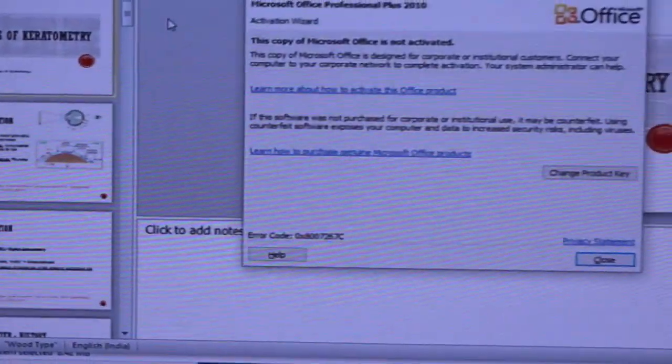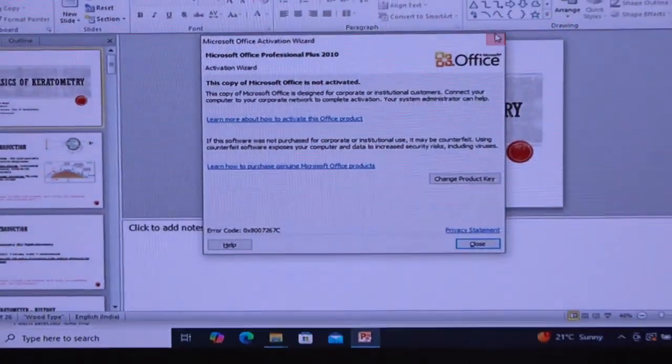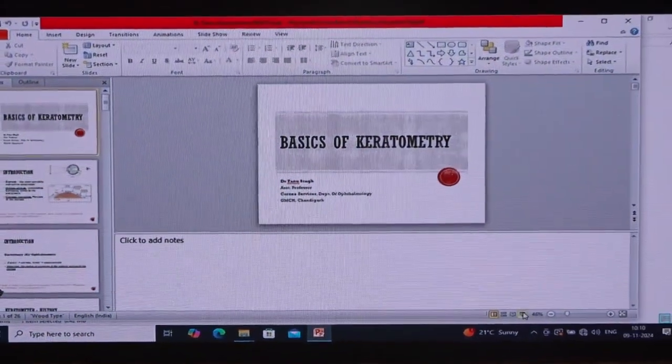So if there is no question from the audience, we move to the next talk, that is keratometry, by Dr. Tanu Singh. Dr. Tanu is an assistant professor in our department, and she has been instrumental in making and finalizing the scientific program of this PG teaching.